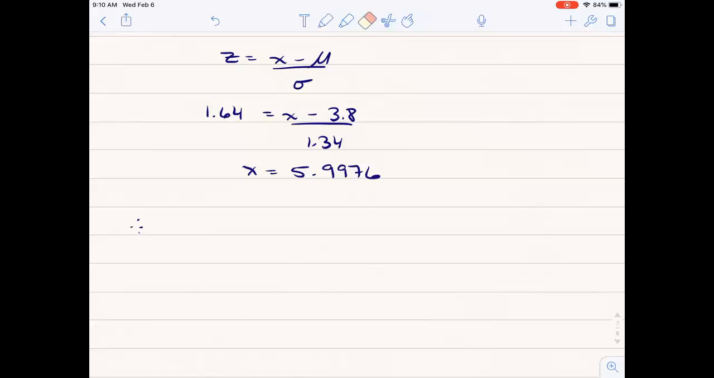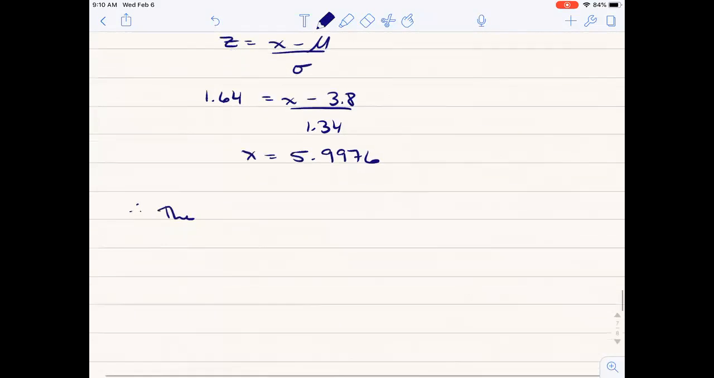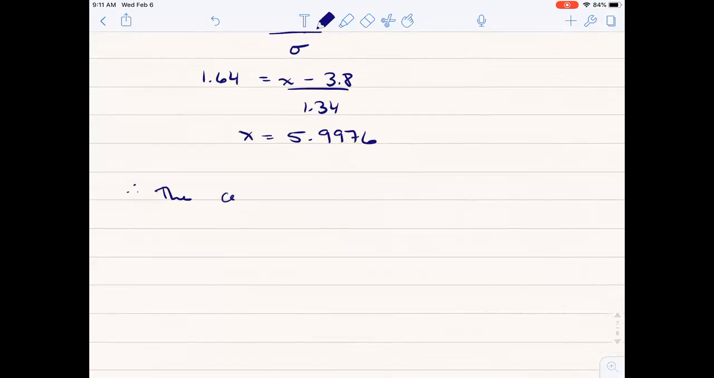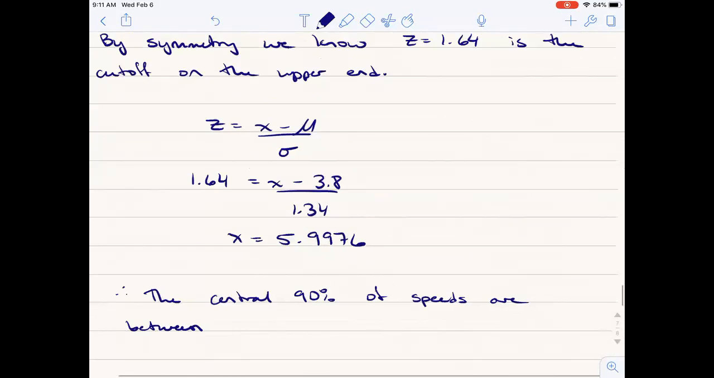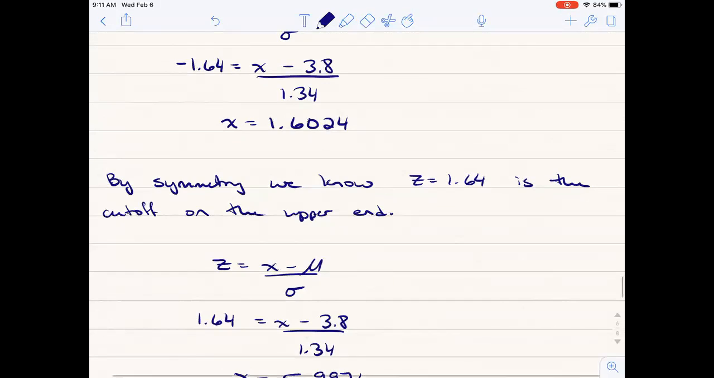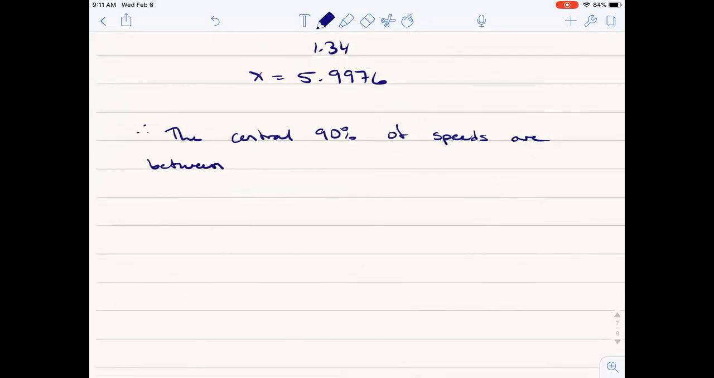Therefore, the central 90% of speeds are between 1.6024 miles per hour and 5.9976 miles per hour.